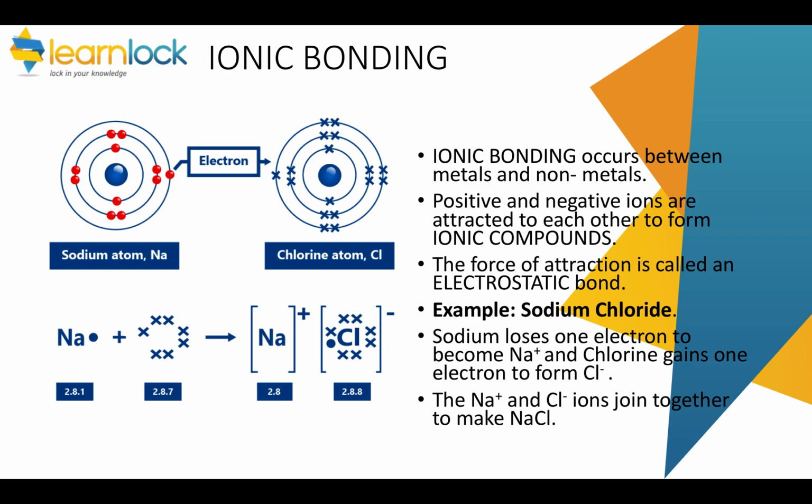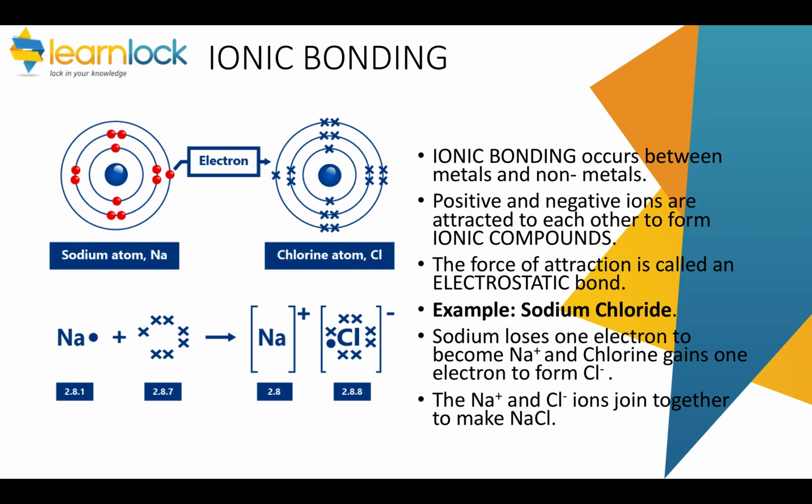Ionic bonding occurs when non-metals and metals lose and gain electrons. When they do this, they become positive and negative. And then positive and negative ions attract each other. Opposite charges attract. And when they do that, they form ionic compounds. The force of attraction between positive and negative is called an electrostatic bond.